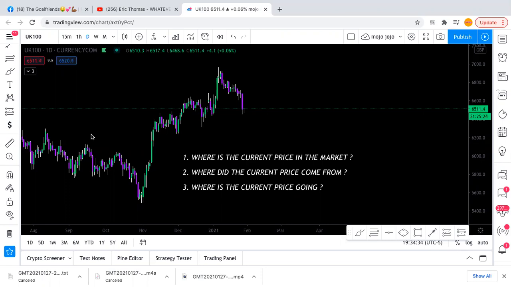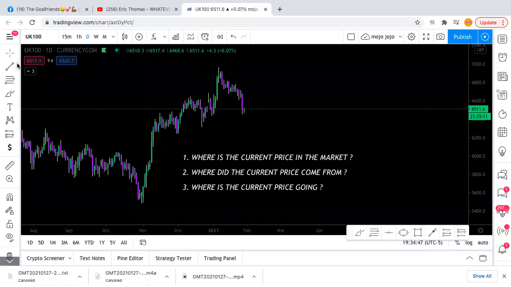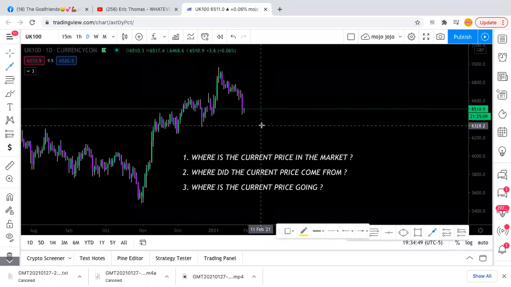Y'all see how fast UK 100 moves, right? It just moved 6 points. The whole time y'all were talking, the price was just changing. So, look, this is how you know where the current price in the market is, for those of you that were like, I don't even know.